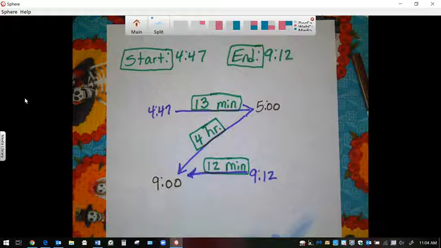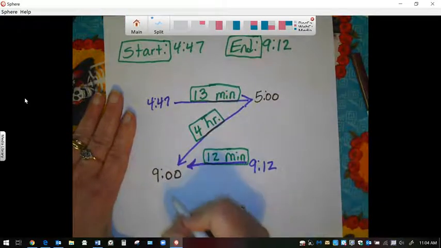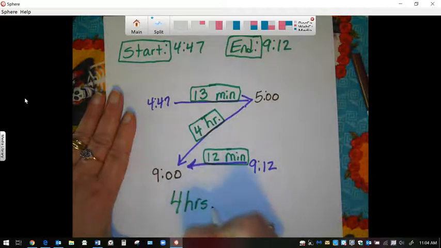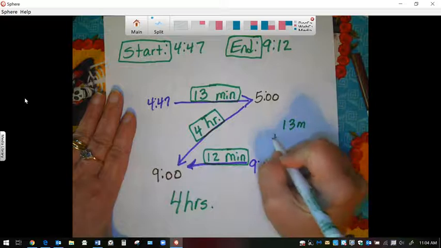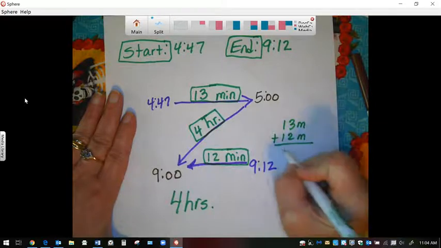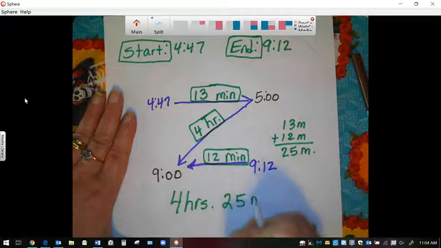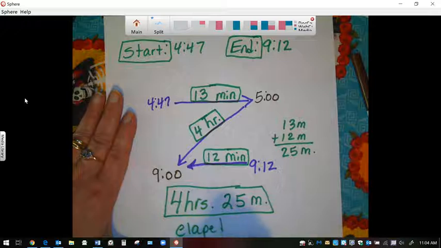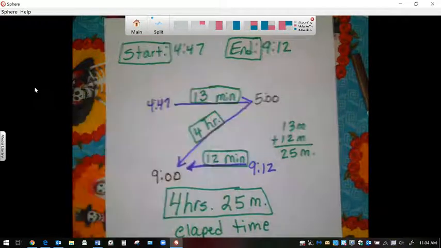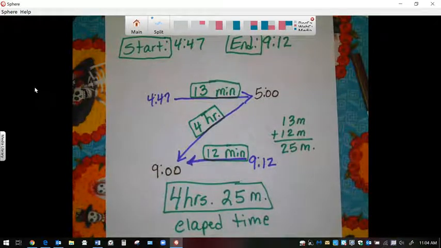All right, so now all we need to do is add our time. So I'm going to scoot that up a little bit. We're going to have 4 hours, and then we're going to do the 13 minutes plus the 12 minutes, and that is 25 minutes. So 4 hours and 25 minutes is the total elapsed time from the beginning of 4:47 to the ending of 9:12. This is just, again, another strategy that you can use.